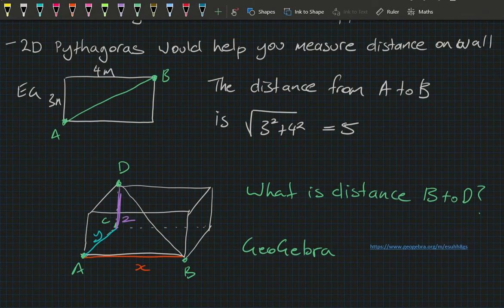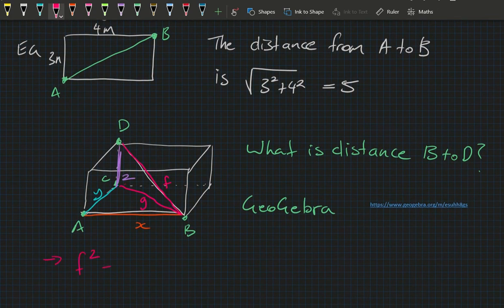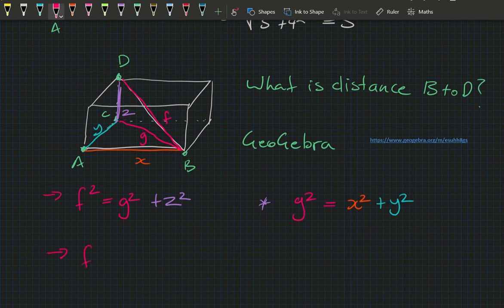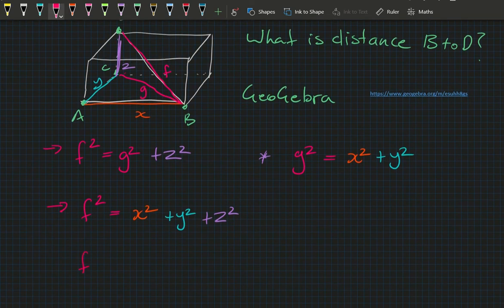So after looking at that GeoGebra applet, we know that we're looking for this length here, which we'll call F. And we'll use this length G to form a right angle triangle with Z and F. So this means that F squared is going to equal G squared plus Z squared. And because we know that G squared is equal to X squared plus Y squared, because they form a right angle triangle, if we subbed in X squared plus Y squared for G squared, we now get F squared is equal to X squared plus Y squared plus Z squared. So that means that F is equal to the square root of X squared plus Y squared plus Z squared.